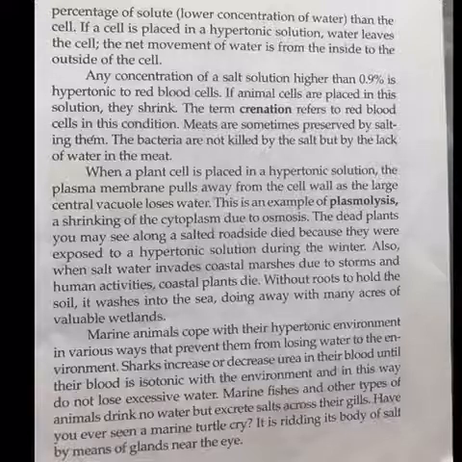Marine animals cope with the hypertonic environment in various ways that prevent them from losing water to the environment. Sharks increase or decrease urea in their blood until their blood is isotonic with the environment, and in this way do not lose excess water. Marine fish and other types of animals drink no water but excrete salt across their gills. Have you ever seen a marine turtle cry? It is ridding its body of salt by means of glands near the eye.